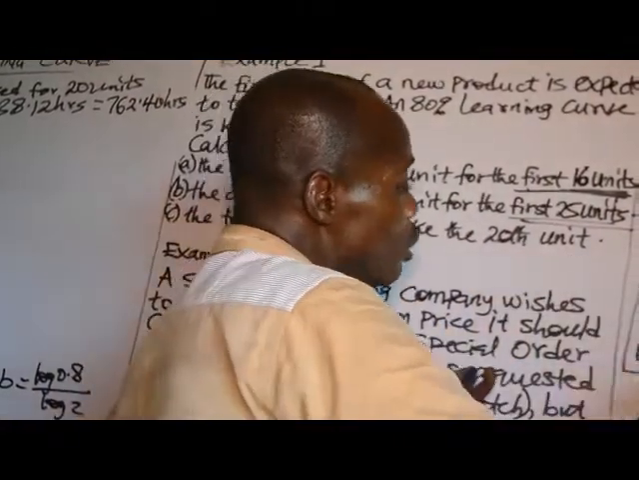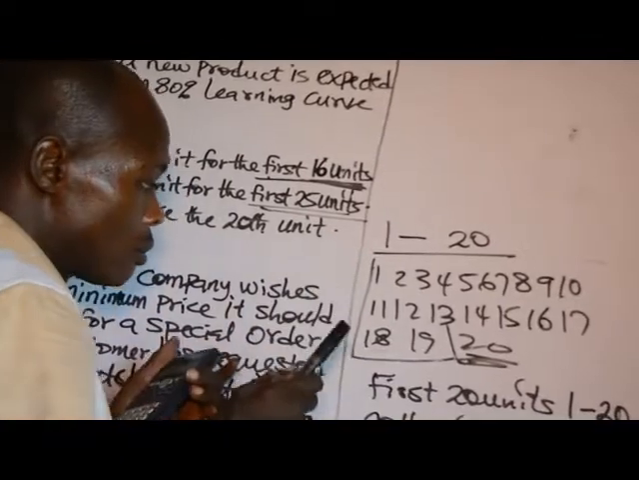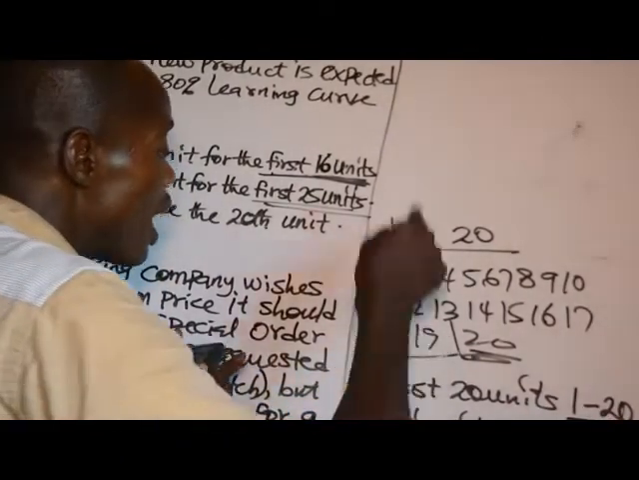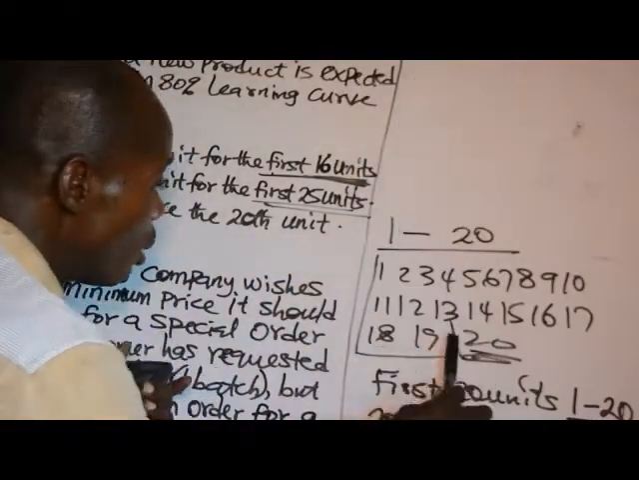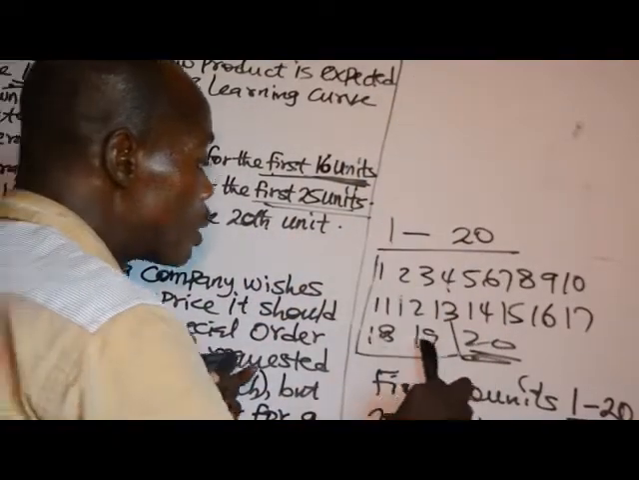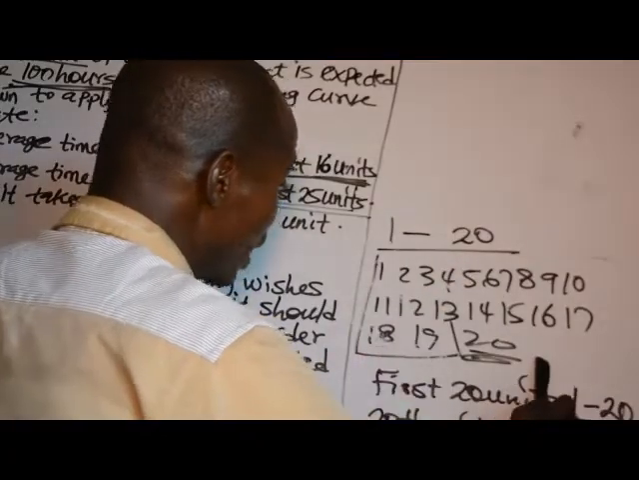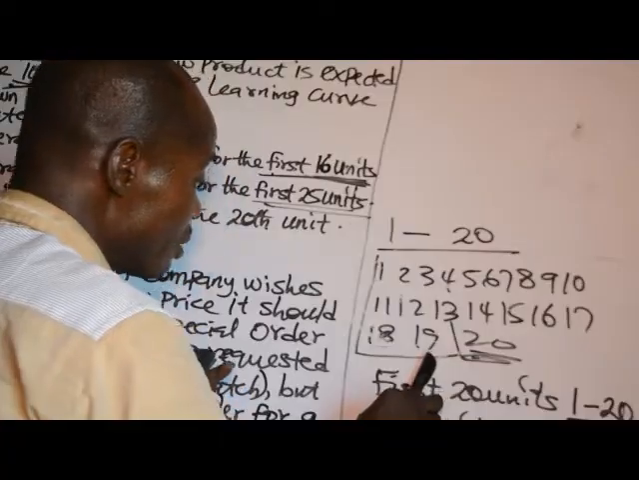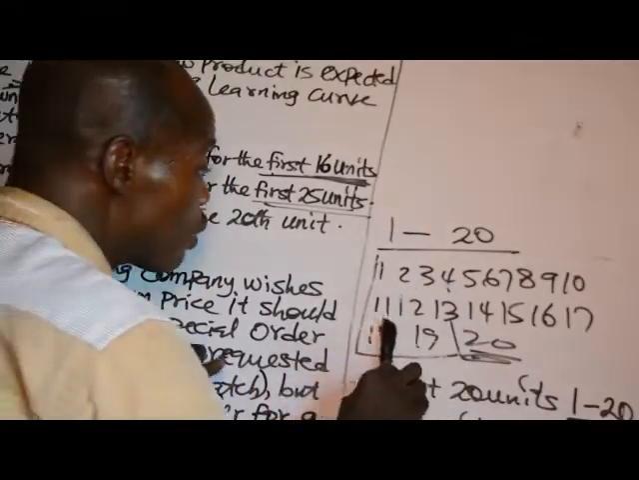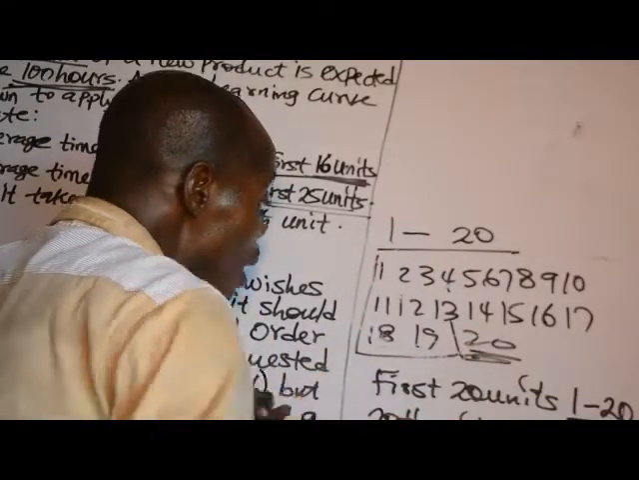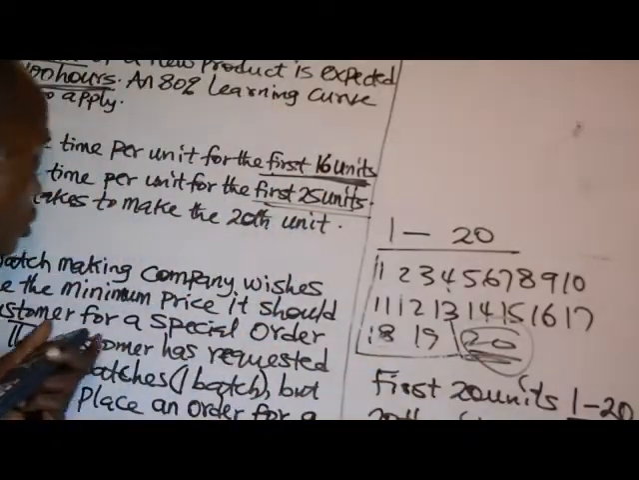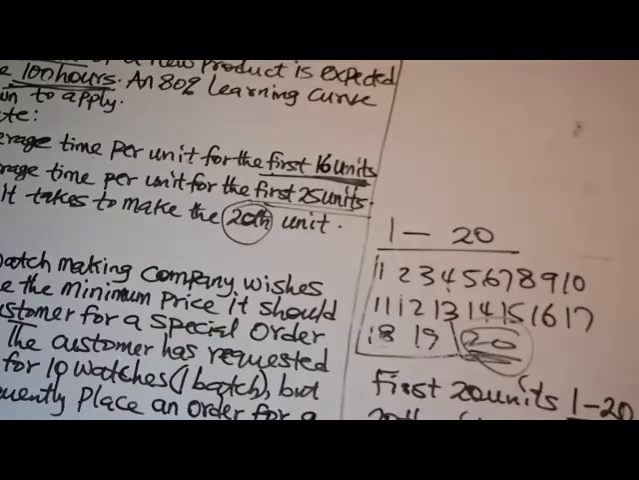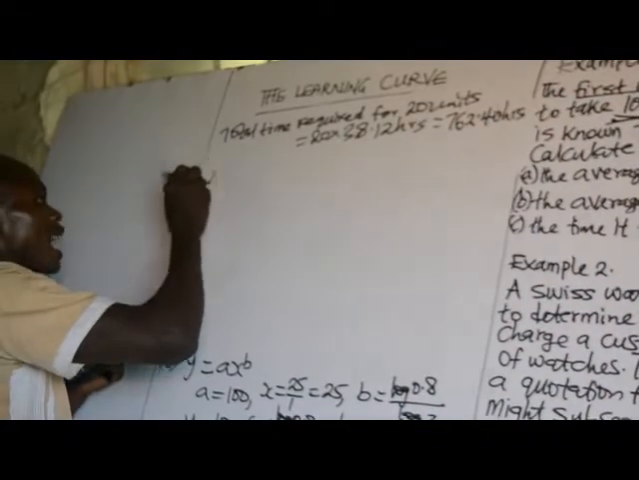And I've told you that for the time required for the 20th unit, you will need to calculate the time for the first 19 units as well, and subtract it from the 20 units to give you the time for the 20th unit. Now we have calculated for the whole 20, from 1 to 20. Then, if you calculate from 1 to 19 and subtract it from the 1 to 20, you'll be left with the 20th position alone. So, which is the time required in C? Now, let's calculate average time.